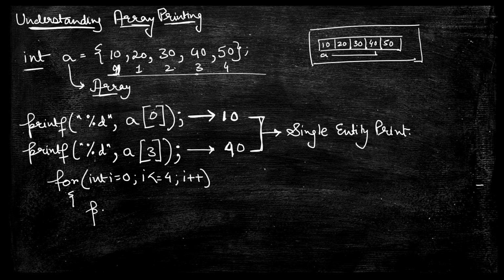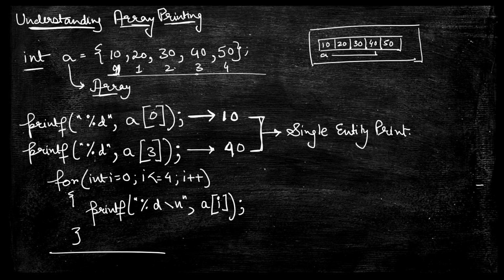Then we will write printf, %d, then \n to get a new line, then comma. We will write over here a, then i in square brackets. Then semicolon, and then the bracket is closed. So what will this do? This will print all the entities of an array.